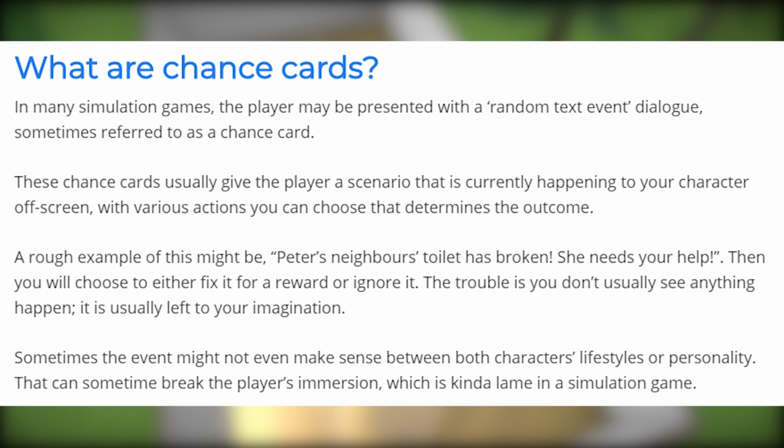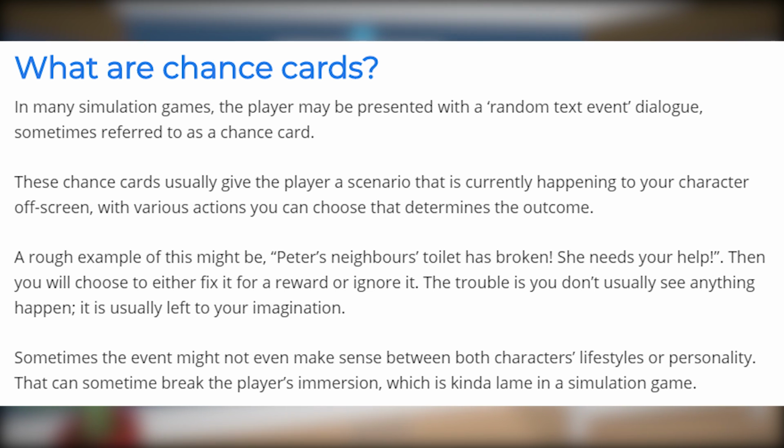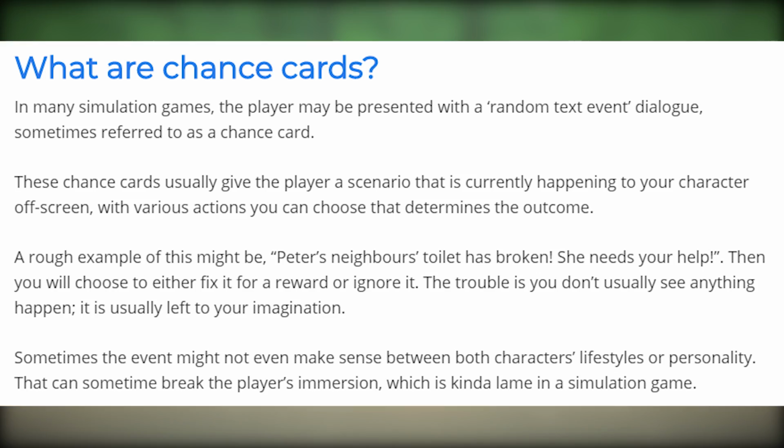A rough example of this might be, Peter's neighbor's toilet has broken, she needs your help. Then you will choose to either fix it for a reward or ignore it. The trouble is you don't usually see anything happen, it is usually left to your imagination. Sometimes the event might not even make sense between both characters' lifestyles or personality. That can sometimes break the player's immersion, which is kinda lame in a simulation game.